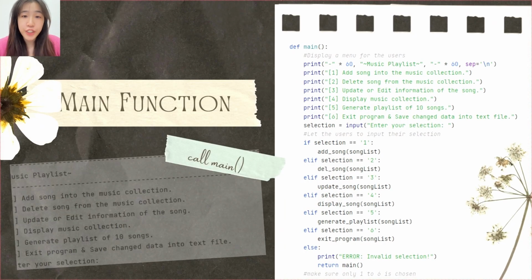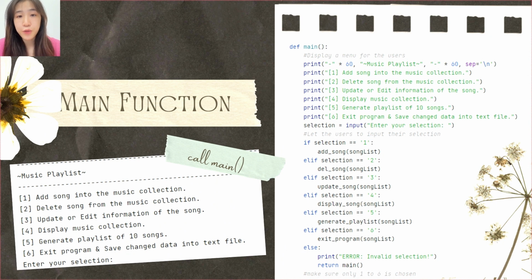So this will be the main function. It's a music playlist program that allows users to perform various actions such as adding, deleting, updating or editing, displaying the collection of songs, generating a playlist of 10 songs, and exiting the program to save any changes made to the text file containing the music collection. The program defines several functions to handle the different user selections.